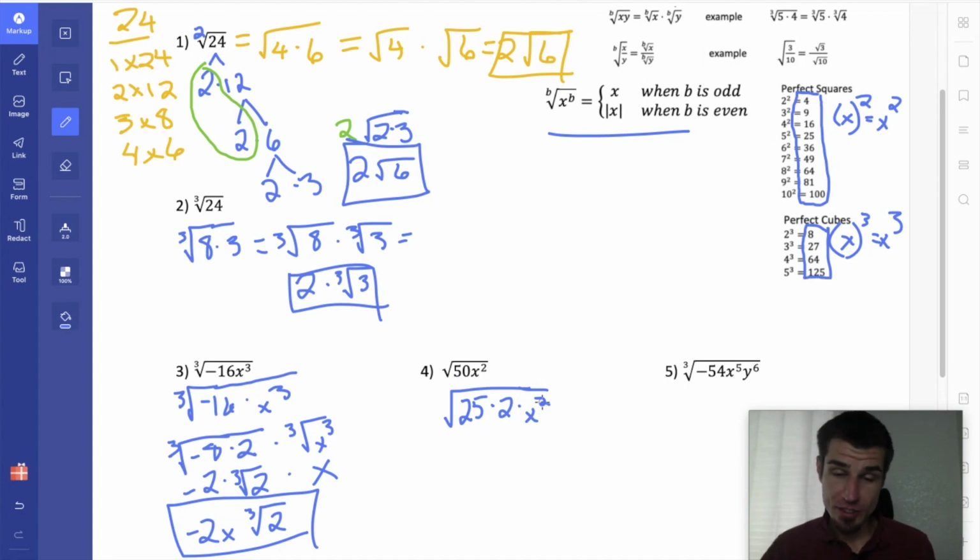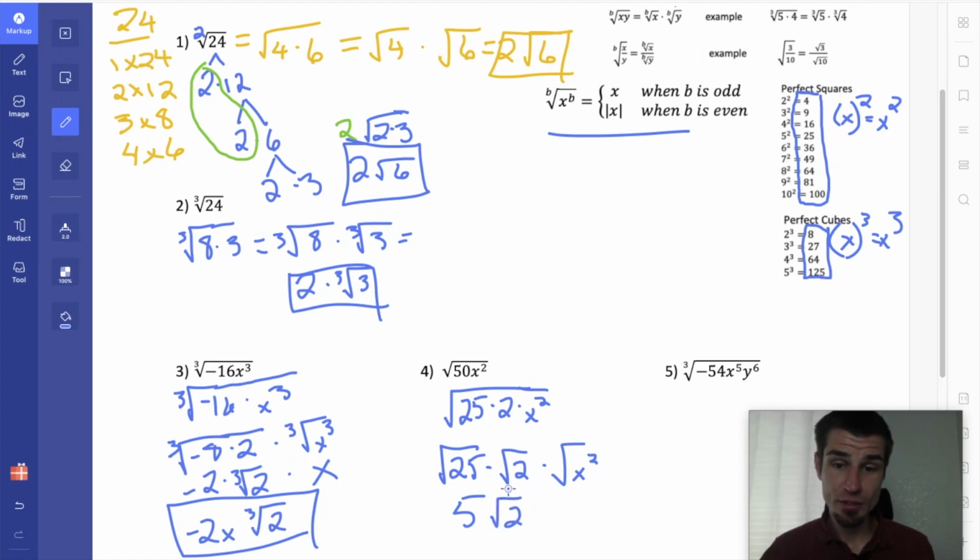Why do we want to write it this way? Well, we know that we can use this property once again. We can break all the factors into their own little radical. So this would be the square root of 25 times the square root of 2 times the square root of x squared. Now, we know that the square root of 25 is just 5. Square root of 2, hey, there's no more perfect square factors here. So we just leave that as square root of 2.